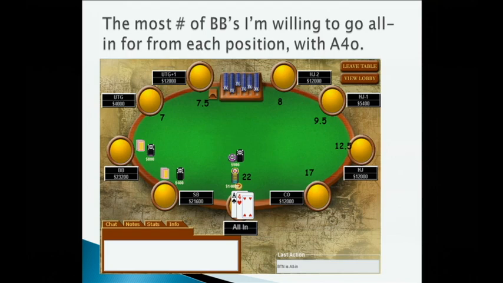So I wrote down in black how many bets I'm willing to risk from each position with ace-4 offsuit. Notice that from the button, it's huge. It's 22. But under the gun, it's a lot smaller. It's only 7.